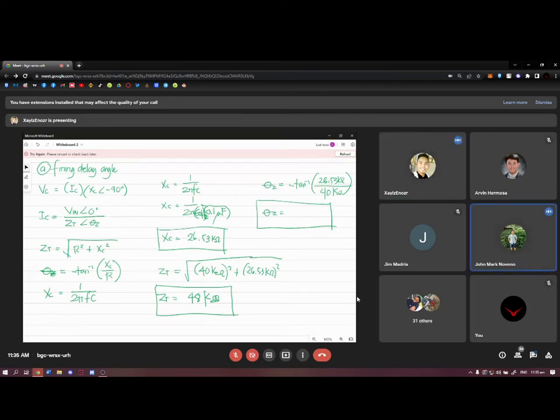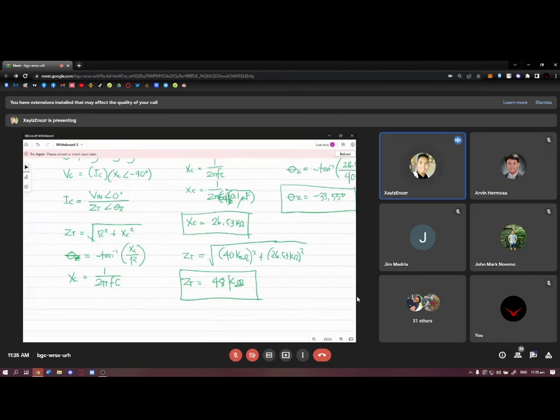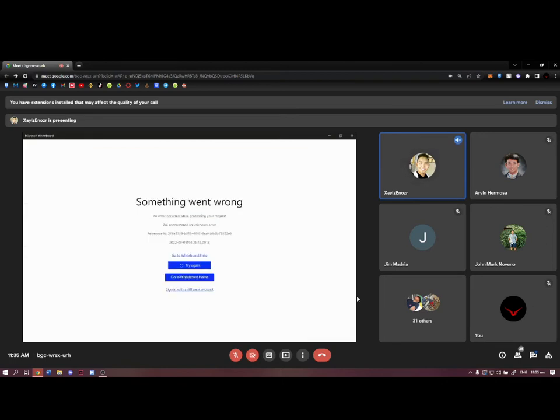Negative 33.55 po sa akin. Negative 33.55 po. Okay. So lumilinaw na. So since nakuha na natin yung ating total impedance plus yung phase ng ating impedance, we can now determine yung ating current sa ating capacitor, that is IC, is equal to, ay, nag-crash na naman.